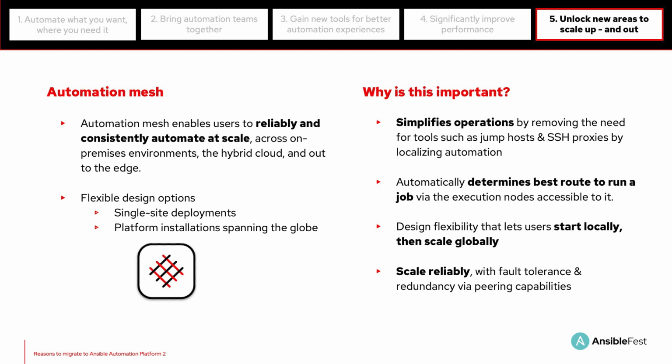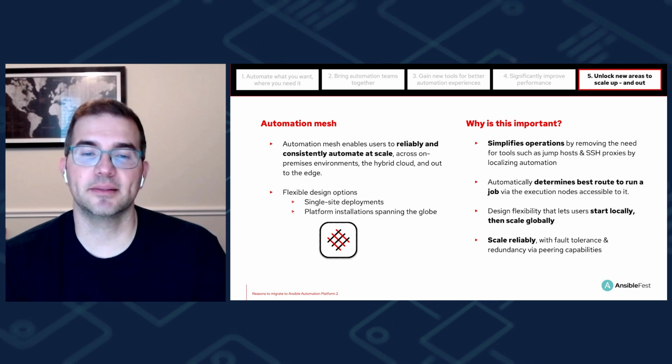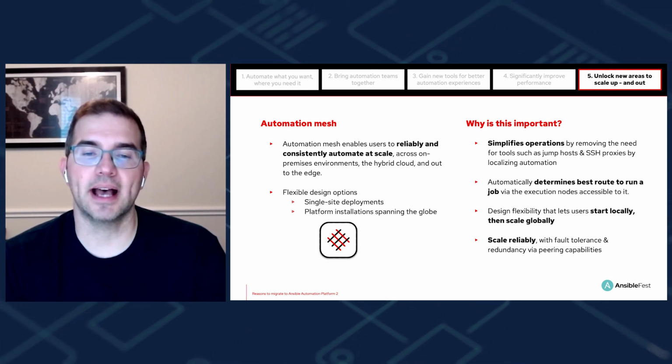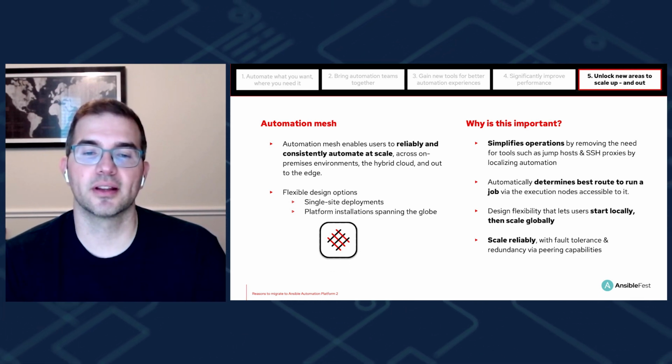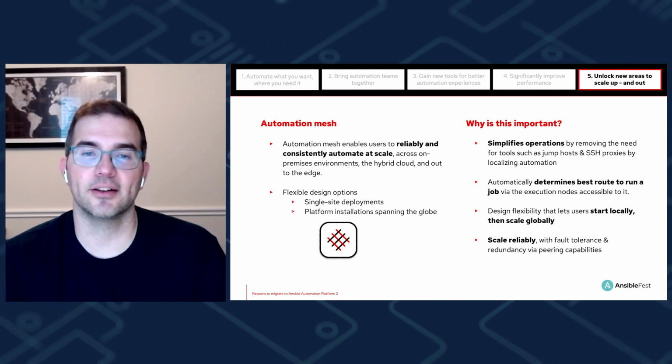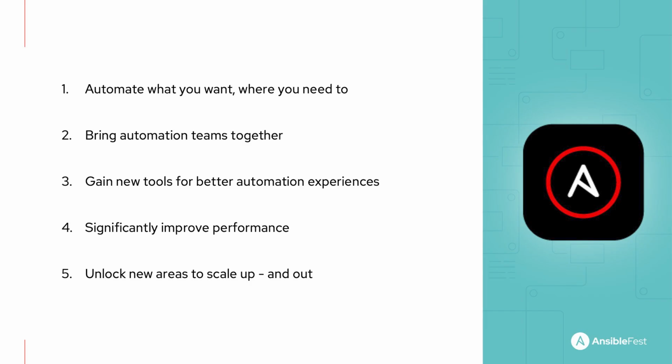It simplifies the operations by removing the need of tools such as jump hosts and SSH proxies, and automatically determines the best route to run your automation jobs, and a scalable architecture by design. This scalability provides you with the flexibility and resiliency without sacrificing security features, so you can better adopt and scale automation.